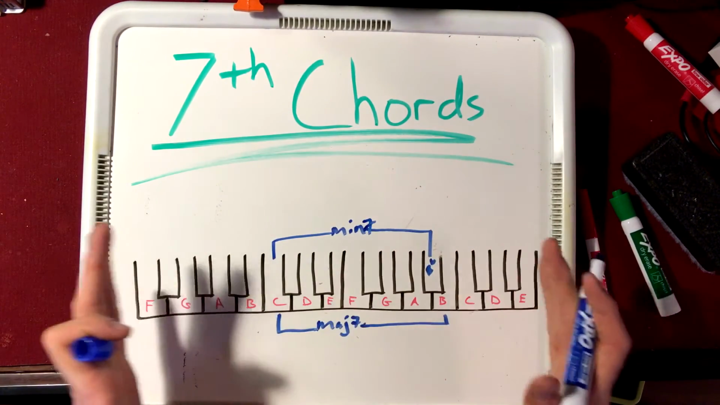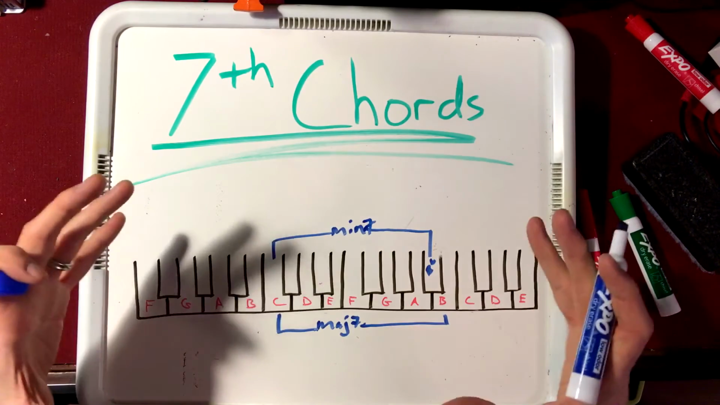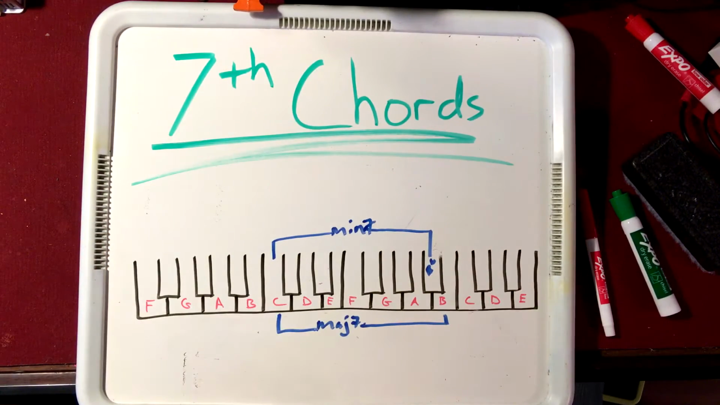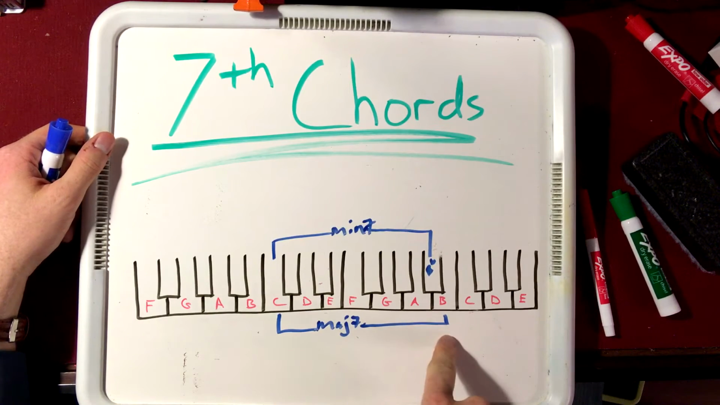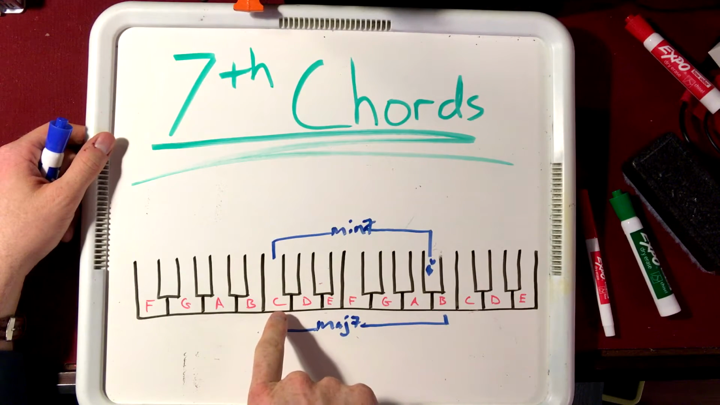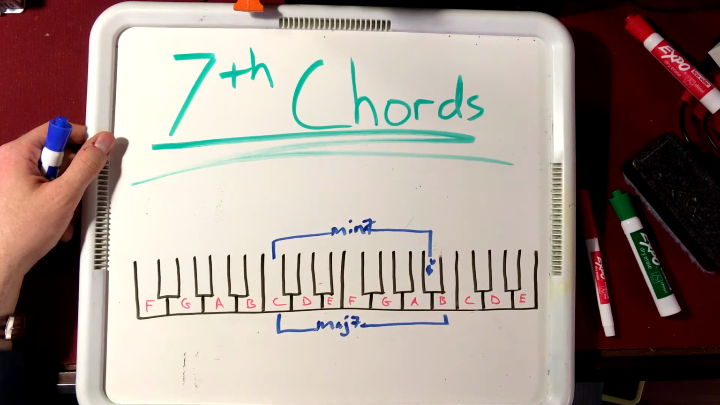So major is bigger, minor is smaller. It's a minor, it's a smaller distance, okay? So just the interval between C and B is called a major 7. The interval between a C and a B flat is called a minor 7.